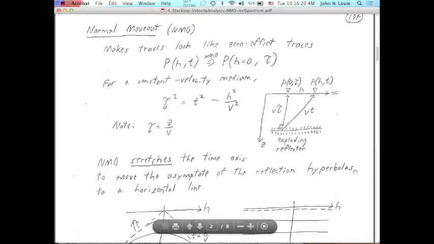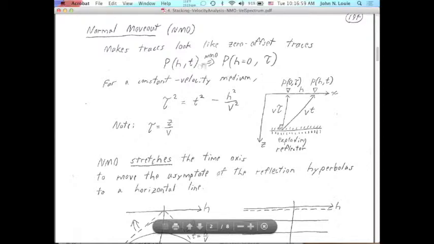Okay, so a little refresher on normal move-out. It makes the traces look like zero offset traces. It's a normal move-out correction. It's only to time. So here we have a wave field P, this is a common midpoint gather. So we'll just think about one common midpoint gather. And that's a wave field. And it's the pressure, wave pressure P, as a function of half offset H and time T.